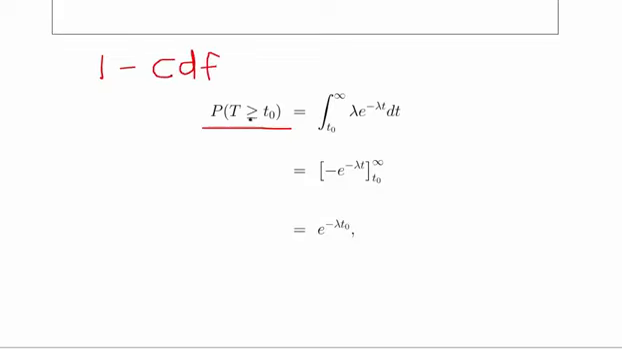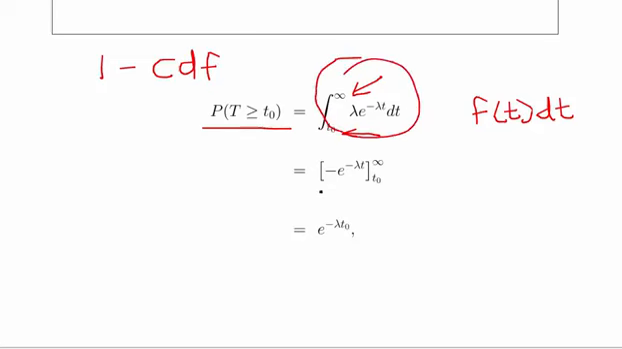So the probability of T ≥ T0 is the integral from T0 to infinity of the probability density function. It's actually not the inverse, it's the complement of the cumulative distribution function. So essentially it's a definite integral. When we integrate all this, we end up with minus e^(-λt), where our limits of integration are T0 and infinity, and we'll end up with that there.